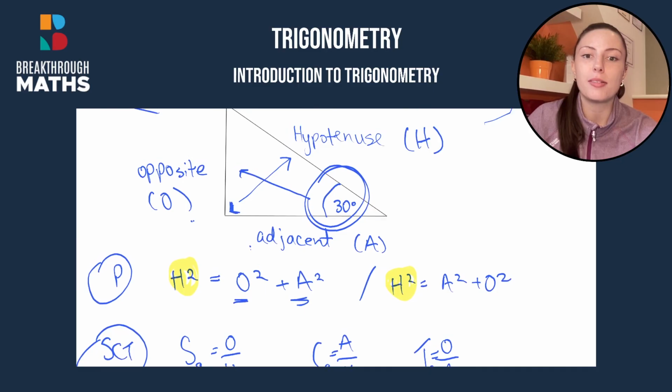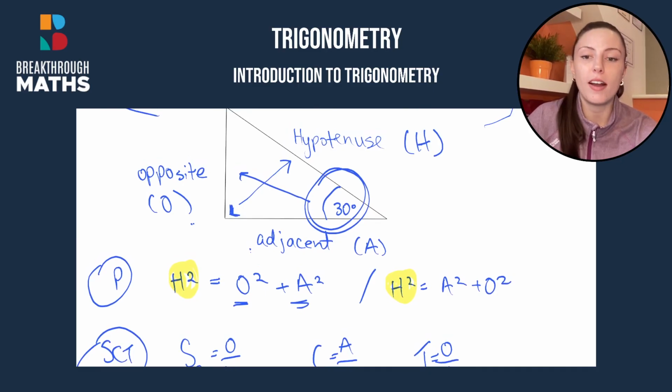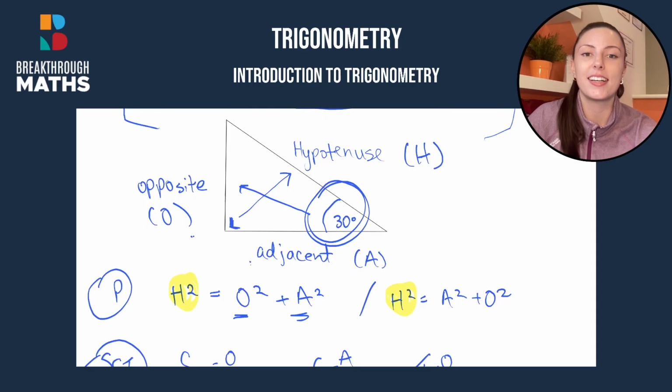So now that we know how to label the sides of a triangle, you already know Pythagoras' theorem and the sine, cos and tan rule.